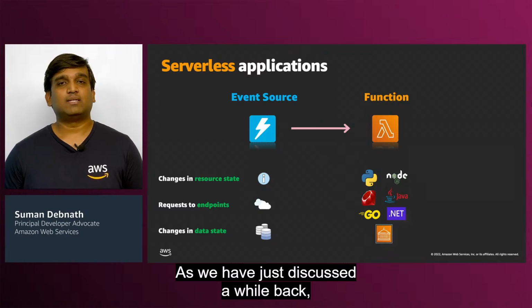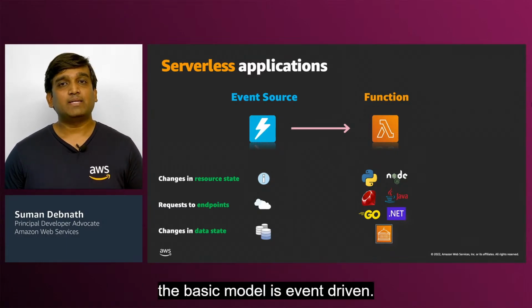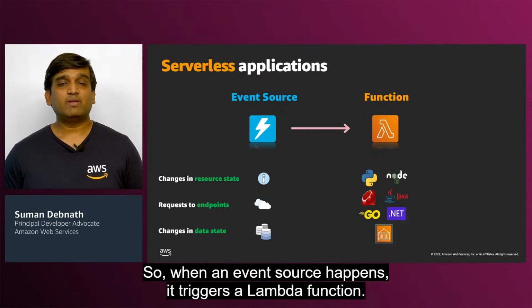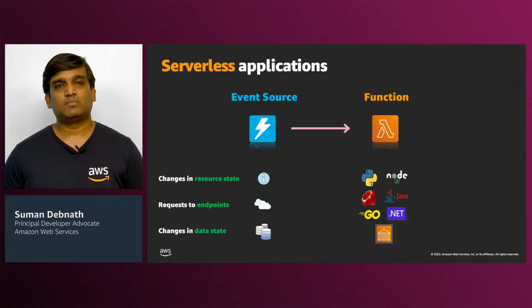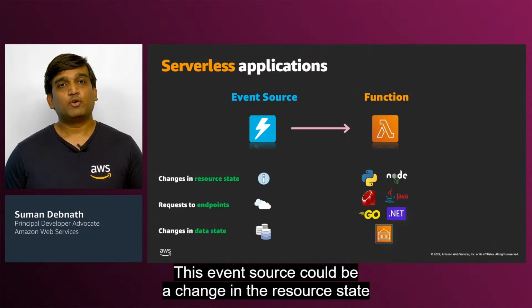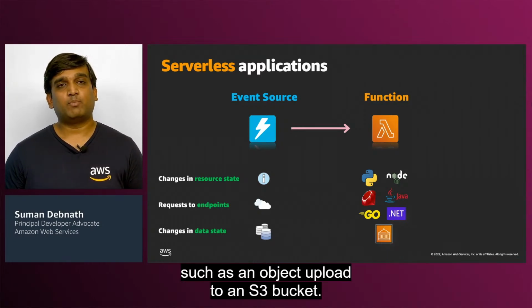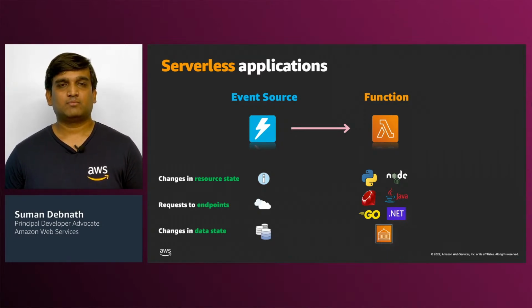As we have just discussed a while back, the basic model is event-driven. So when an event source happens, it triggers a Lambda function. This event source could be a change in the resource state or a request to an endpoint or a change in data state such as an object upload to an S3 bucket.